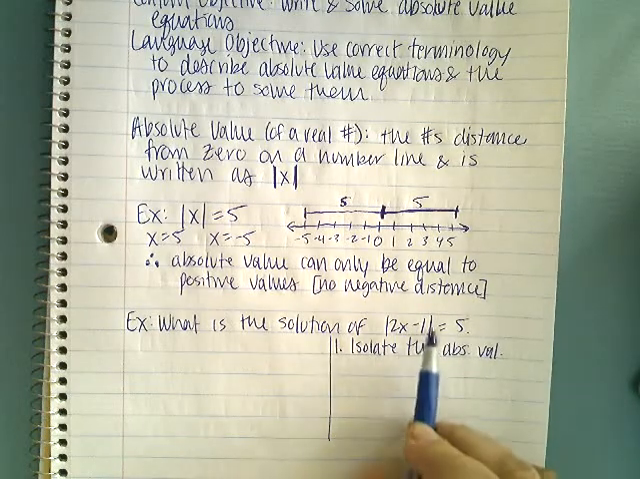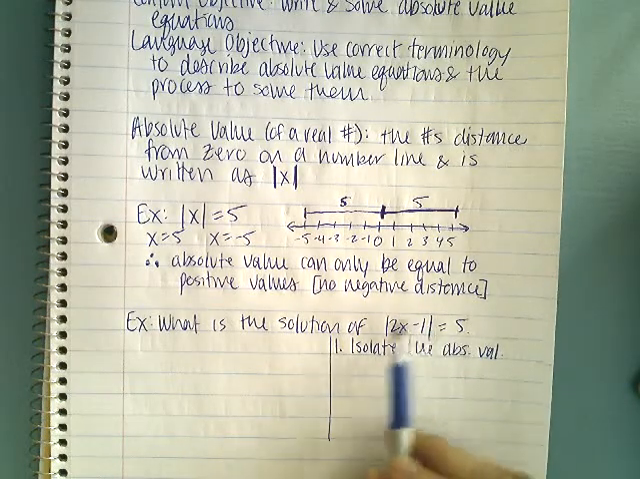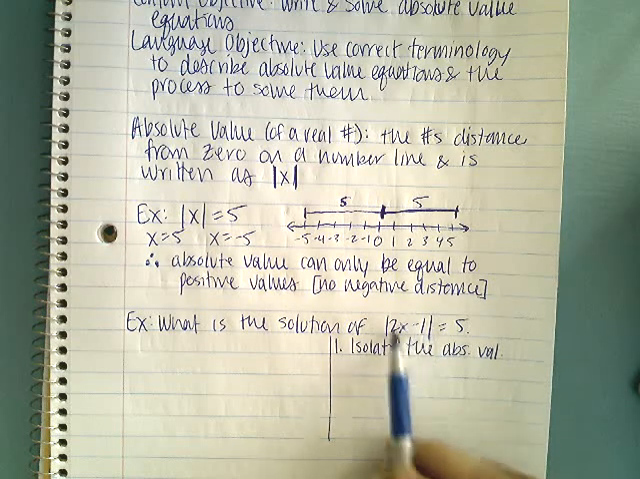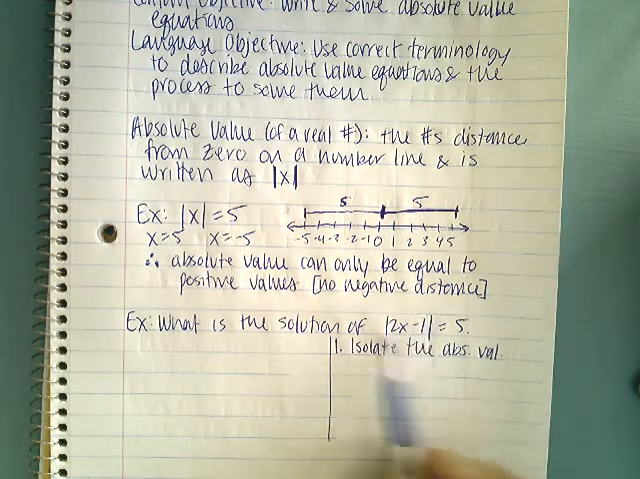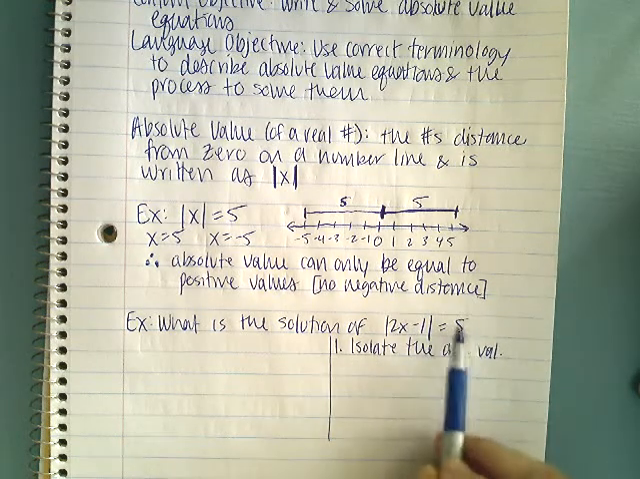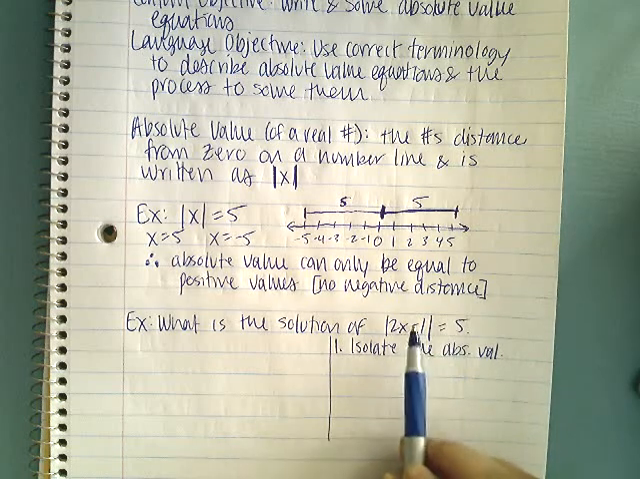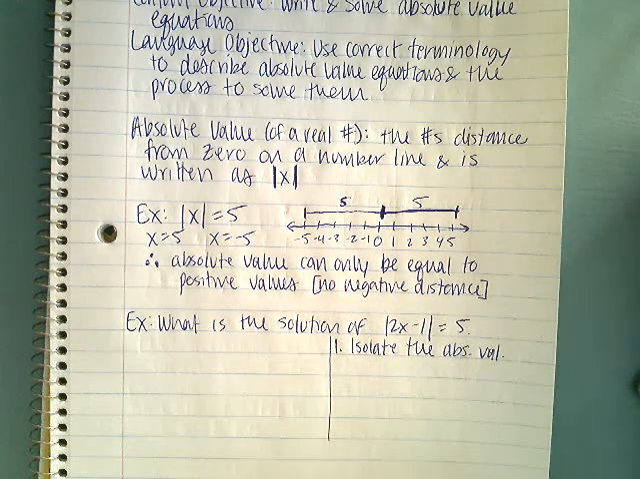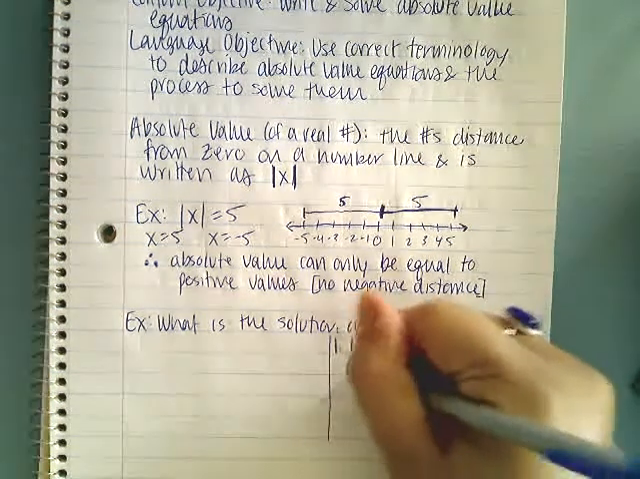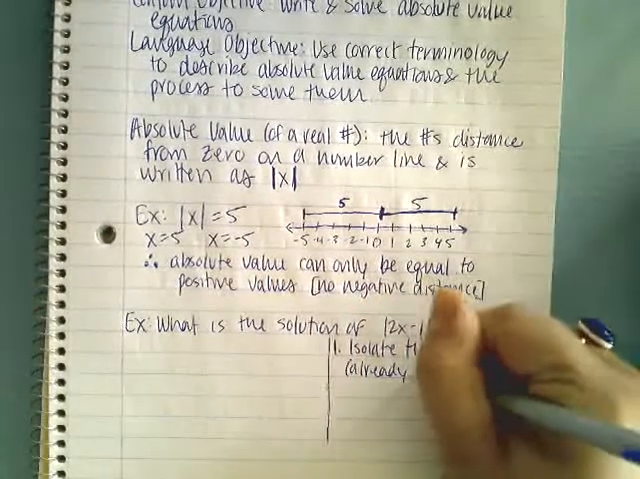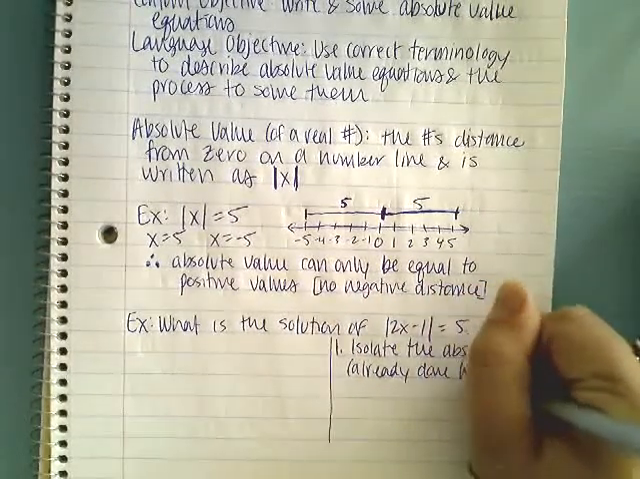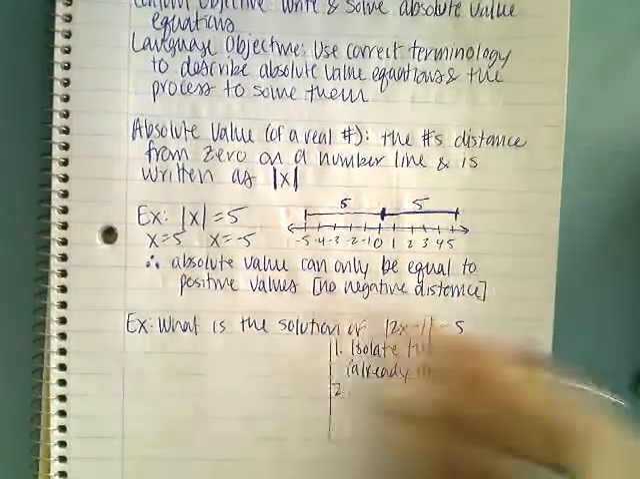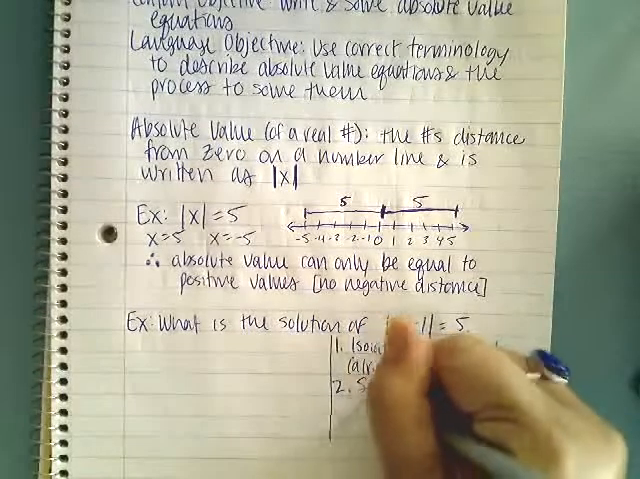So in this case, when I say isolate the absolute value, what's inside the absolute value is the distance. So we always have to find out what the distance would be or what this will be equal to without anything else around it. So you always have to isolate the absolute value first. In this problem, this is already done. So we don't have to do anything. So we're going to go on to step 2, which is going to be set up two equations.